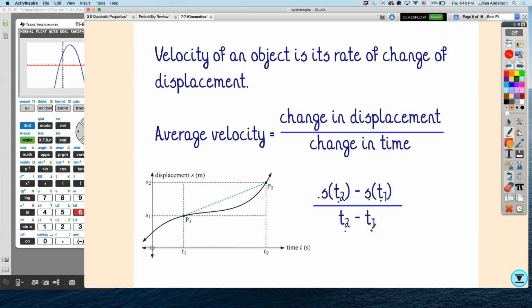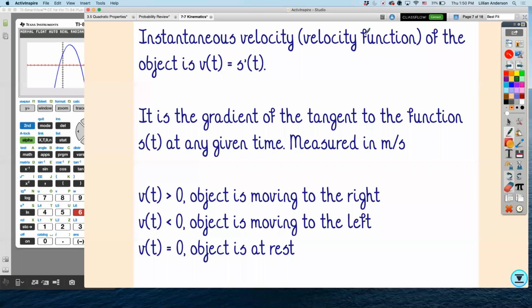And here's a diagram to represent that. So AKA old school slope. Instantaneous velocity is how fast it's going at a particular second, not over time, but at a particular second. Instantaneous velocity, again, is known as your velocity function. When you are taking the derivative of displacement, you are finding the velocity function. It is the gradient of the tangent line on your function at any given time.